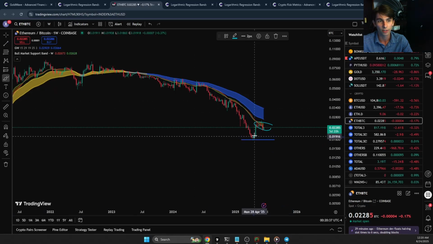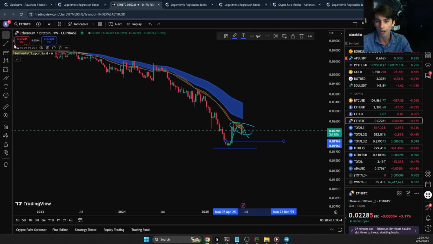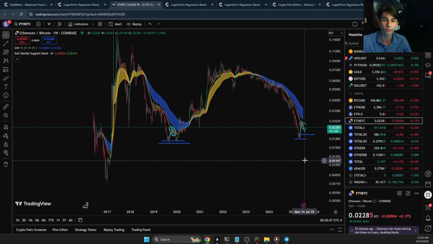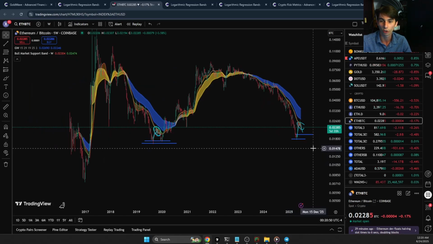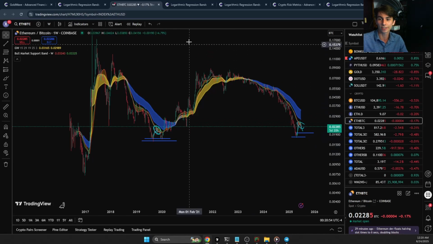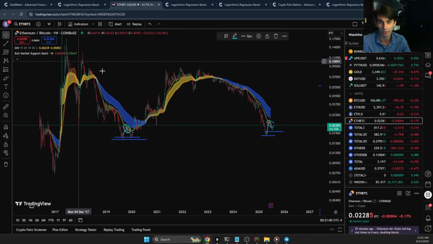If we see the same thing happen this time around, where we get that first bottom, rejection of the bull market support band, and then we see a higher low structure play out, then I think Ethereum definitely could outperform Bitcoin over the next couple months or so, and then out in 2026, the bear market year, essentially, we'll see it probably go sideways from there.